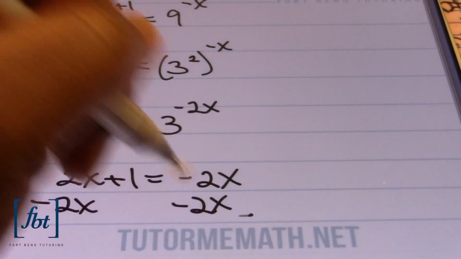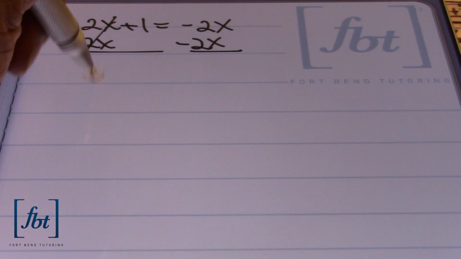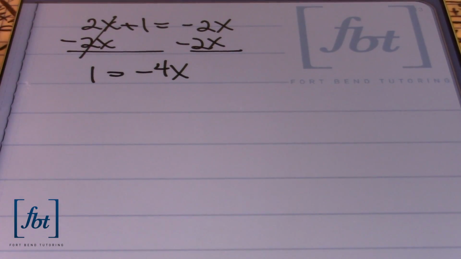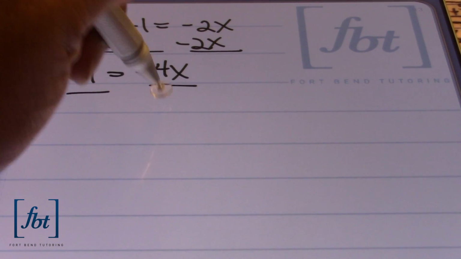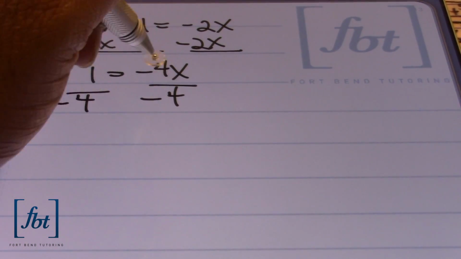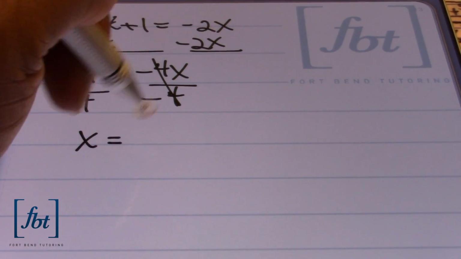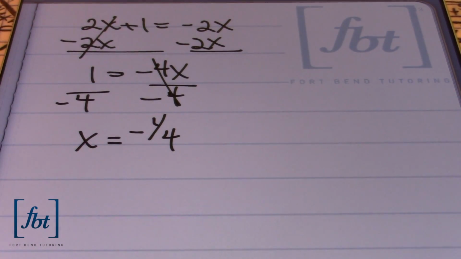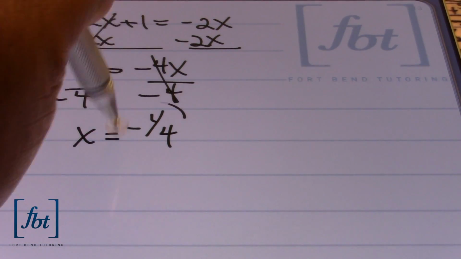That's what I'll do. Okay. All right. We'll end up with 1 equals negative 4x. We'll then be dividing both sides by negative 4. Look how much fun I am having with you right now doing the math. This is negative 1/4. Okay, we have our value for x.